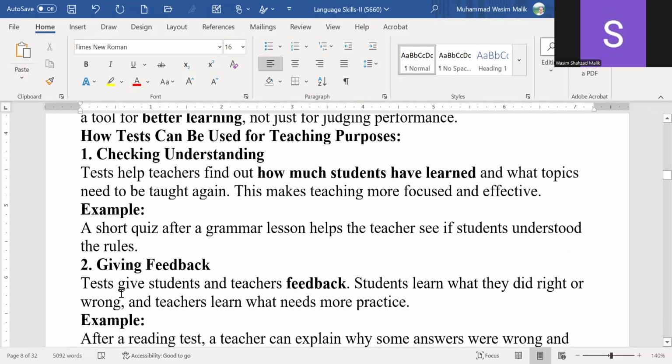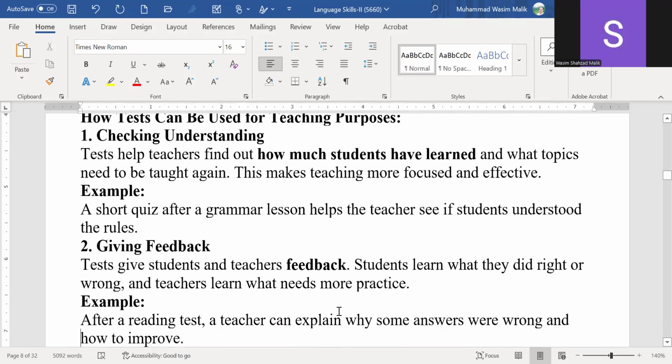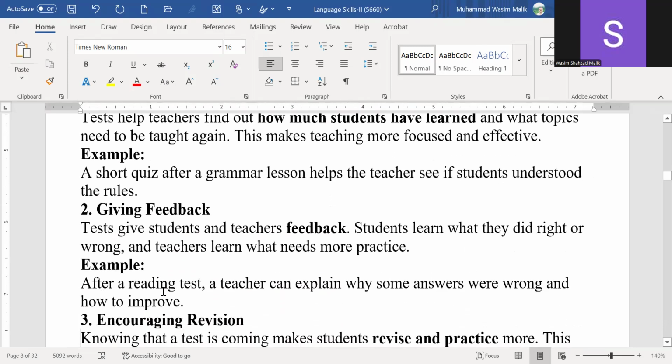Giving feedback. Tests give students and teachers feedback. Students learn what they did right or wrong, and teachers learn what needs more practice. For example, after a reading test, a teacher can explain why some answers were wrong and how to improve.